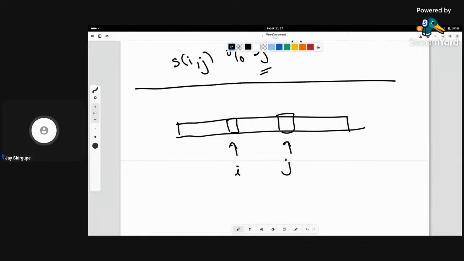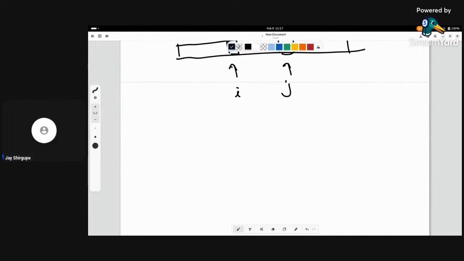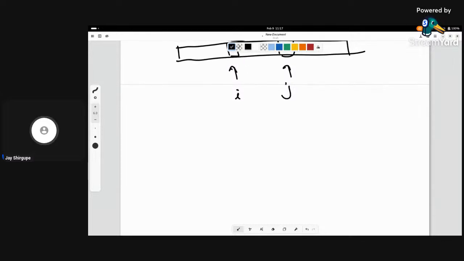What is the number formed from i to j? This is the number formed from i to j. We'll pick a string, that would convey the idea better. So you have this string, and you have fixed your j over here. And now let's consider any i that's a valid i. So you have this i over here.